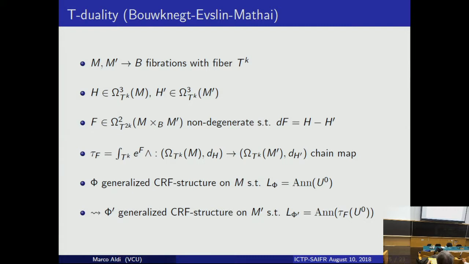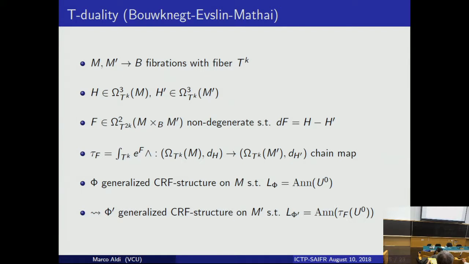In particular, if H and H prime are 0, then this has to be closed. And then you have this chain map that is given by fermionic Fourier transform. So you take a form here and you multiply with e to the F, and then you integrate over the fiber, and this will give you a form from here. It turns out this is a chain map.